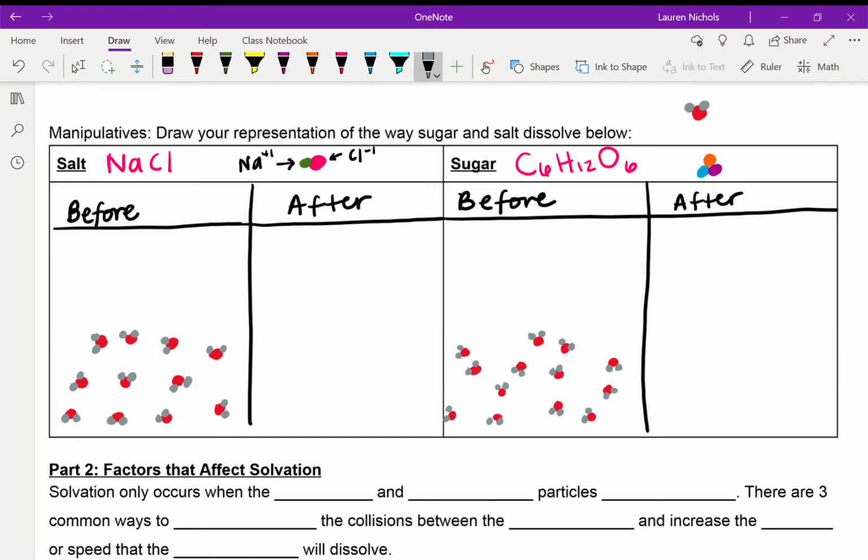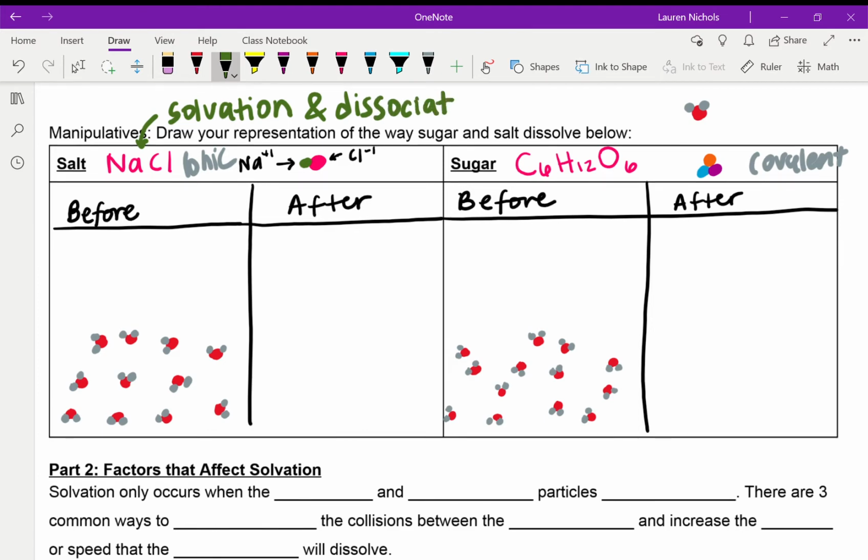Okay, so with this video, we're going to talk about how to draw sugar and salt and how it dissolves. And the reason why we're looking at these two compounds is because salt is an ionic compound, whereas sugar is going to be a covalent compound. So remember, that means that salt is going to undergo solvation and dissociation, okay?